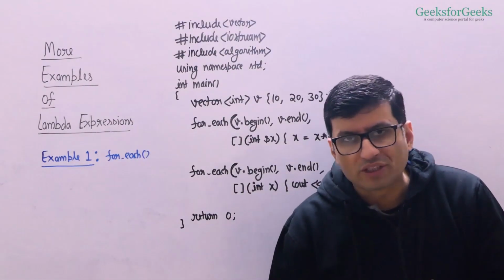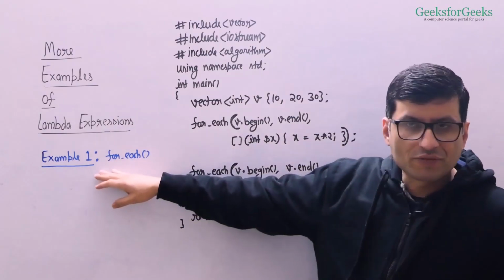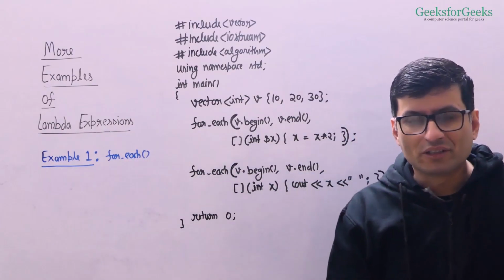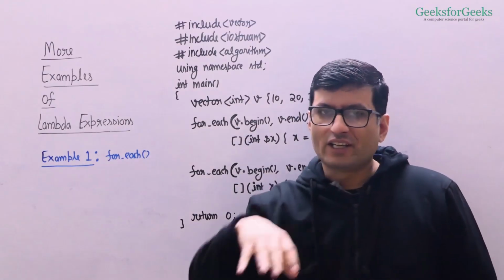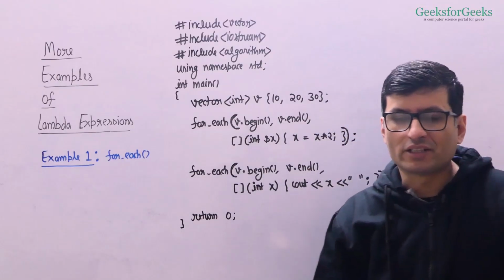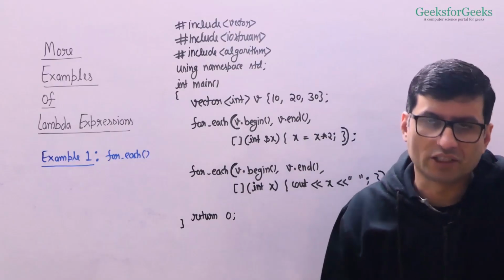Let us now see more examples of lambda expressions. The first example is of the for each function. This function takes a container as input. A container is typically passed as first iterator and last iterator. So you pass two iterators, and between the two iterators, for every element you can do a provided functionality.